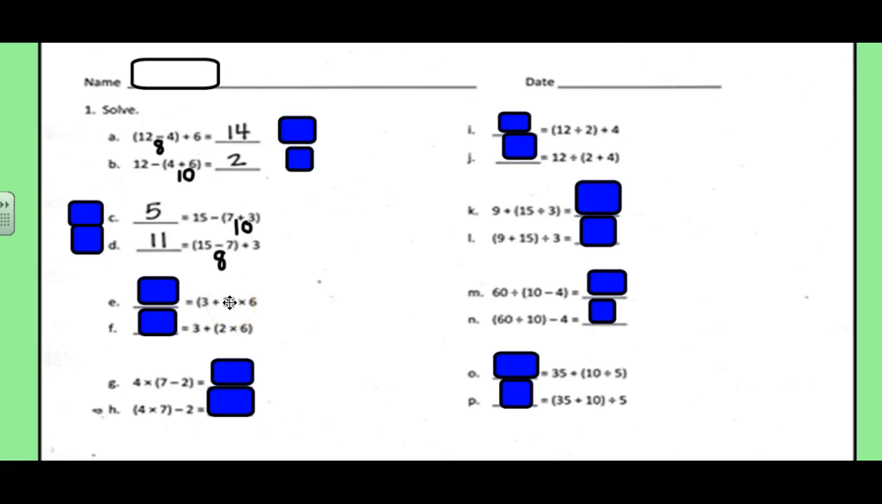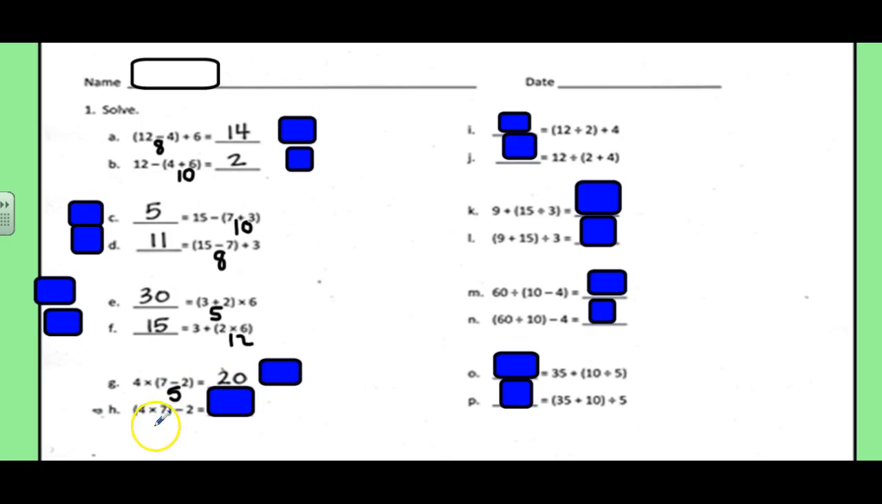So on E, we're going to start with 3 plus 2. I know that 3 plus 2 is 5. And I know that 5 times 6 is going to give me 30. Moving on to F, I know that 2 times 6 is 12. And if I'm adding 3 to 12, I know that that's going to give me 15. Moving on to G, 7 minus 2 gives me 5. And if I multiply 4 and 5 together, I get 20. On H, 4 times 7 gives me 28. And I know that 28 take away 2 is going to give me 26.